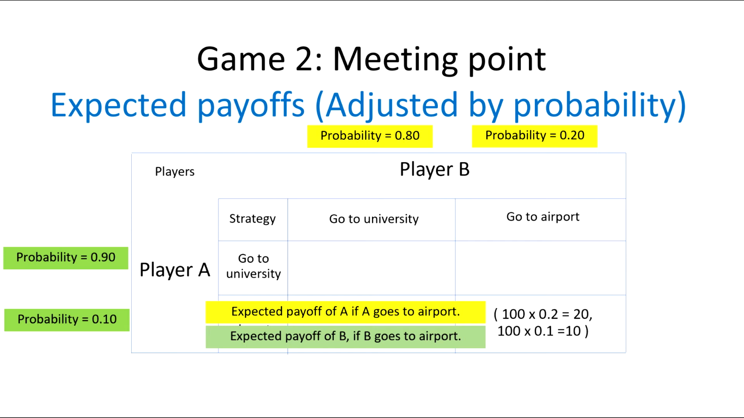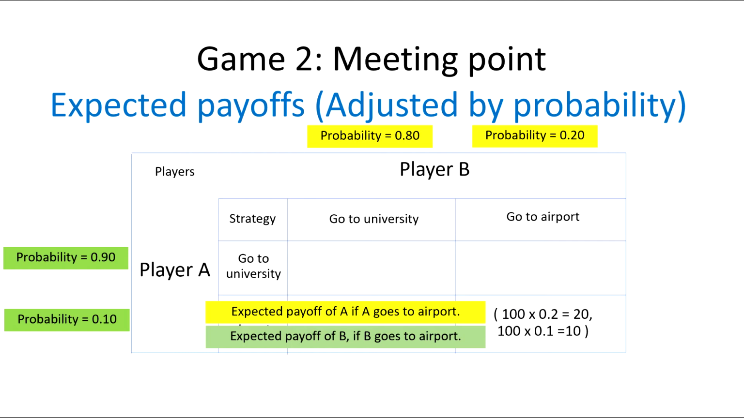Here we turn to the third cell. The expected payoff of A if A goes to the airport: if A goes to the airport, he or she will gain 100 YouTubes if B goes to the airport too. But B will go to the airport with the probability of just 0.2, or just 20%. Therefore, A can expect the return or the payoffs of just 100 times 20%. It is 20.